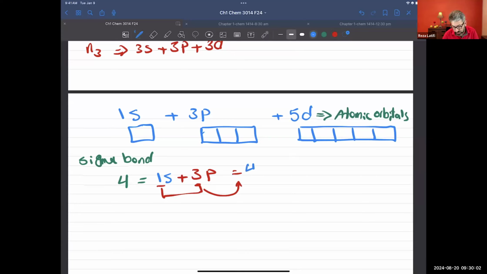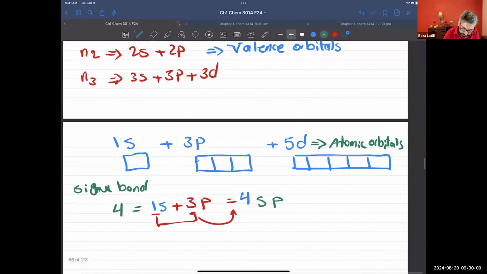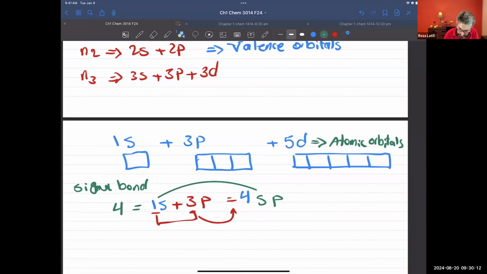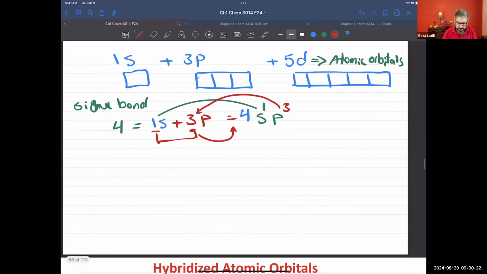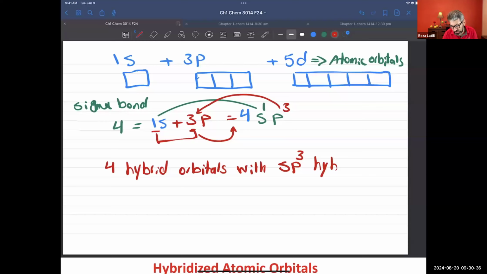So you write 4. Next, what did we use? We use s and p. How many from s did we use? From s, we use 1. So you're going to say 1. How many from p did you use? We use 3 of them. So you're going to say 3. Okay, what did I get? I got 4 hybrid orbitals with sp3 hybridization.